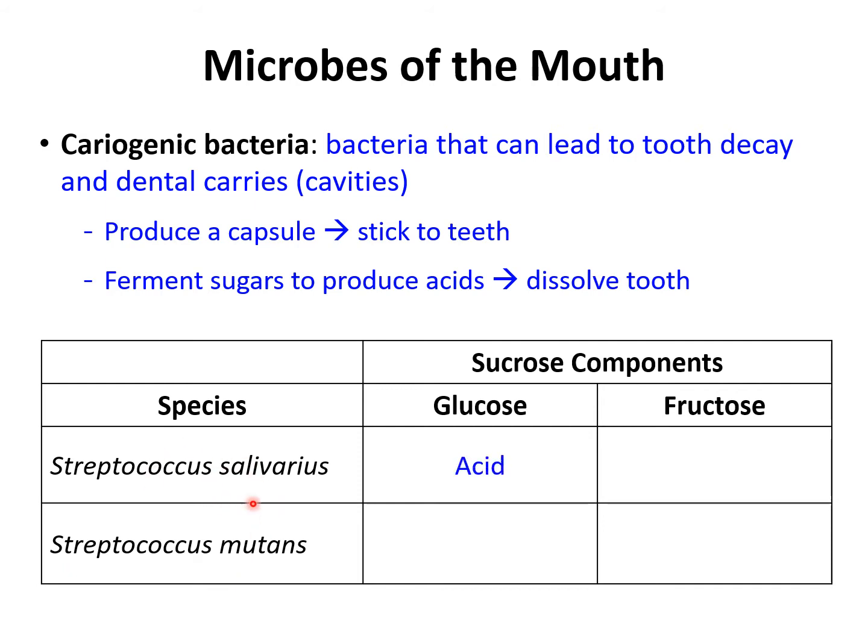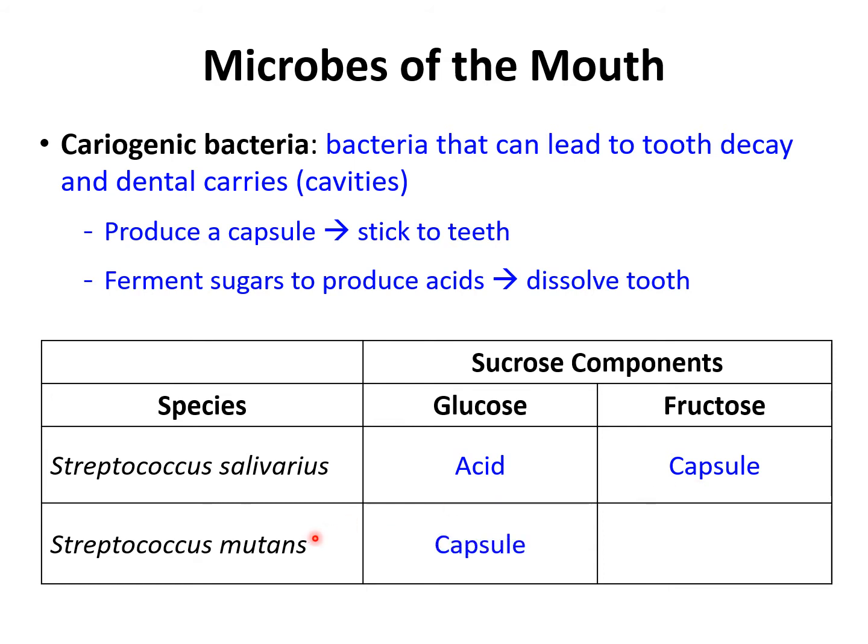Streptococcus salivarius uses glucose, so when it breaks down sucrose, we now have glucose and fructose. When that happens, it uses the glucose and ferments it, and it goes ahead and produces the acid. And then it uses the fructose to help it actually form its capsule.